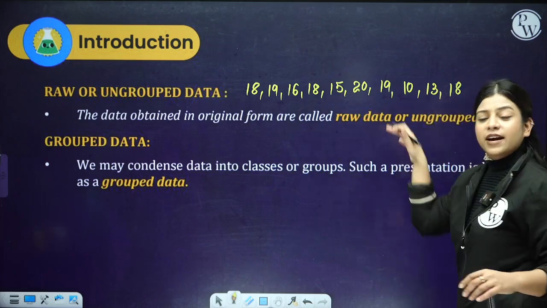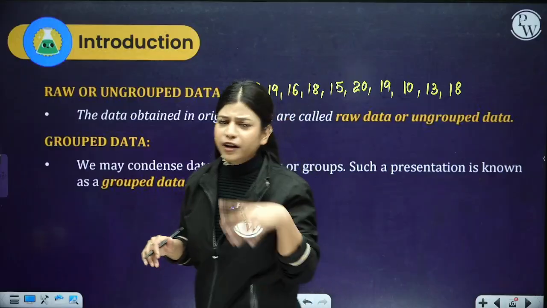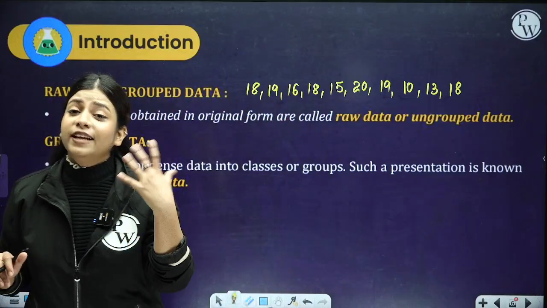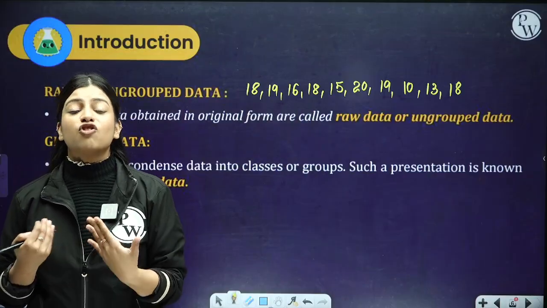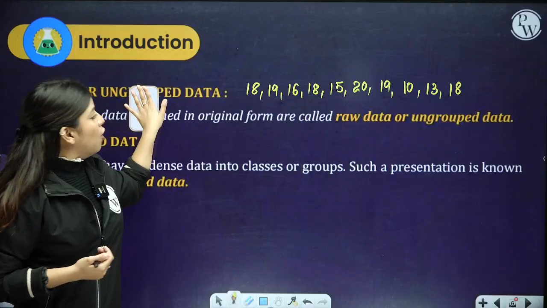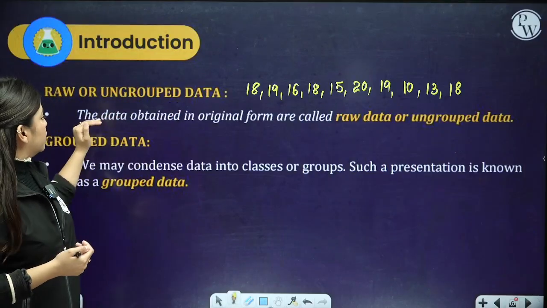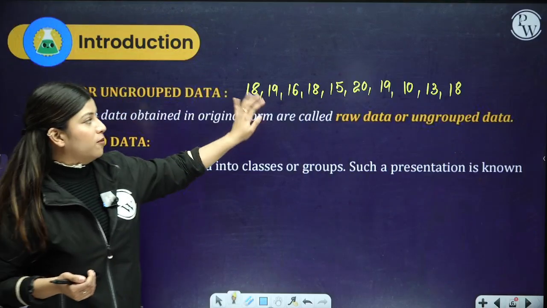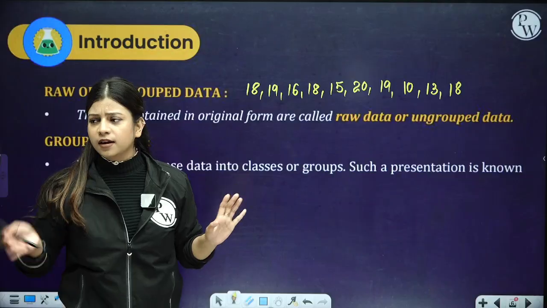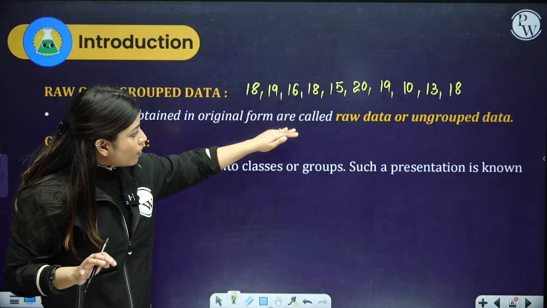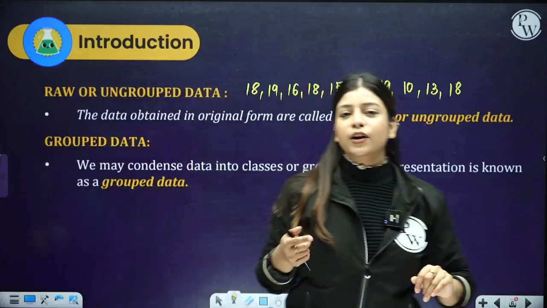So if 10 students are sitting over here, and I ask them one by one how many marks they got, and they tell me individually, and this is what I have written, this is raw data. This is raw or ungrouped data. The data obtained in original form, I will just keep asking you people and keep writing it. This is in the original form, called the raw data or the ungrouped data.